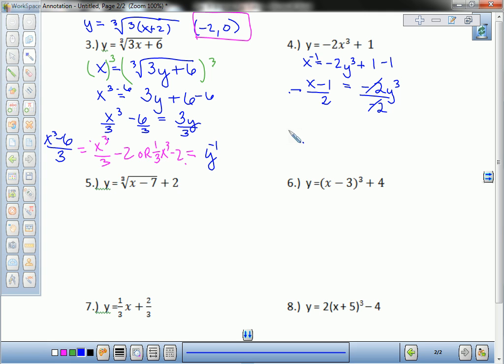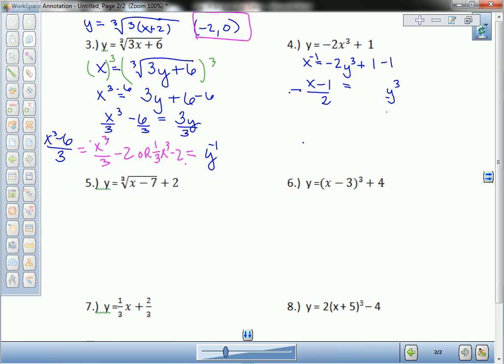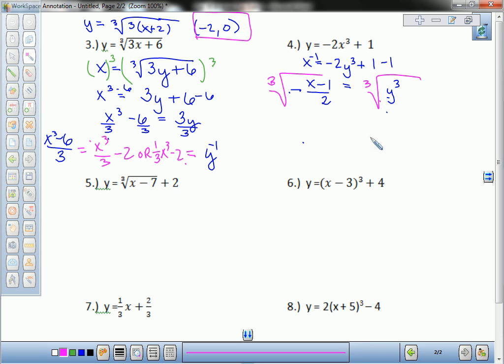Yes, sir? I thought that the cube cancels out when you take the cube root. I haven't done that yet. I haven't taken the cube root. So we're about to. So let's do that next. So since we cancel these out, they're gone. And let's take the cubed root of both sides. So this cube and cubed root do cancel on this side. And we're just left with y.